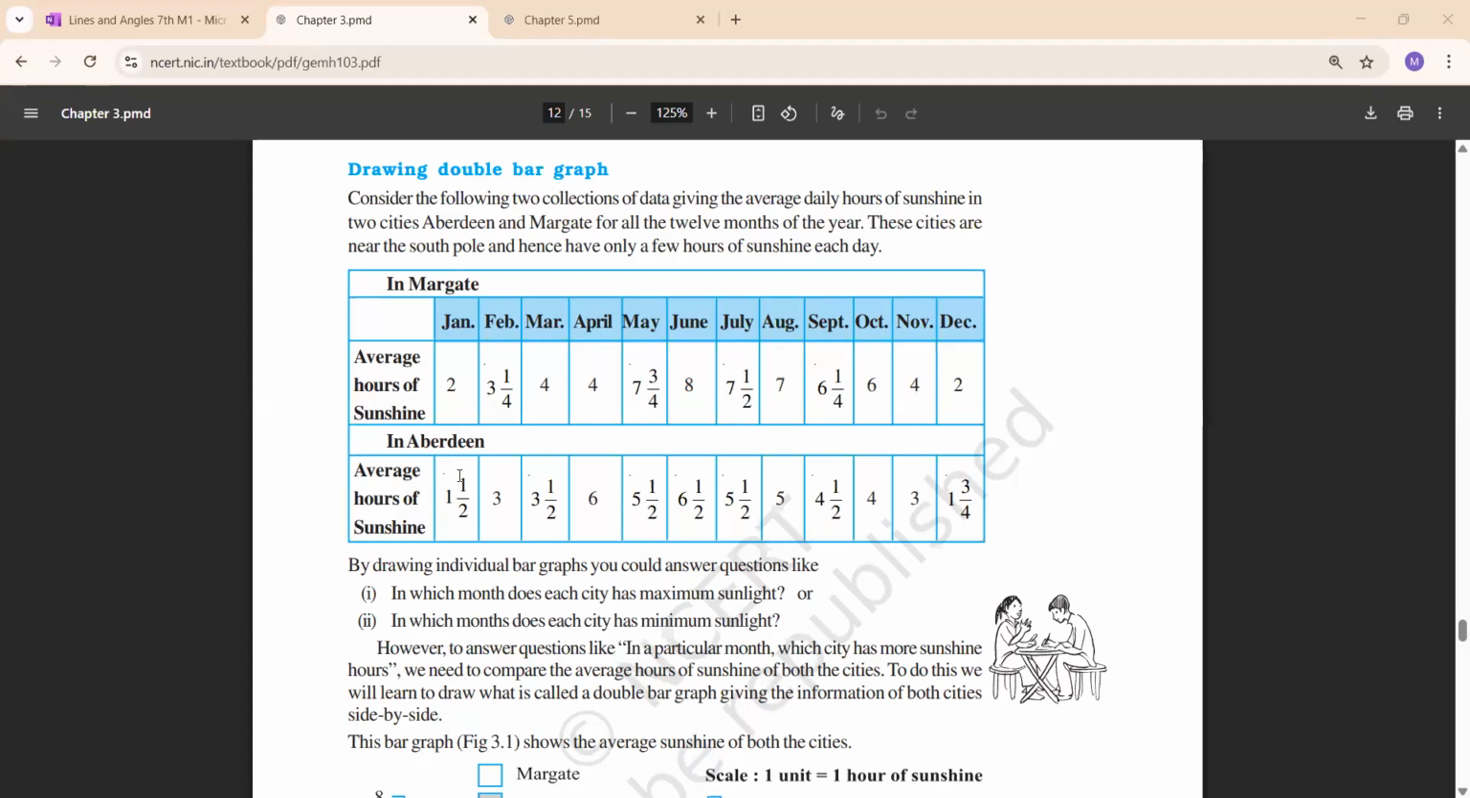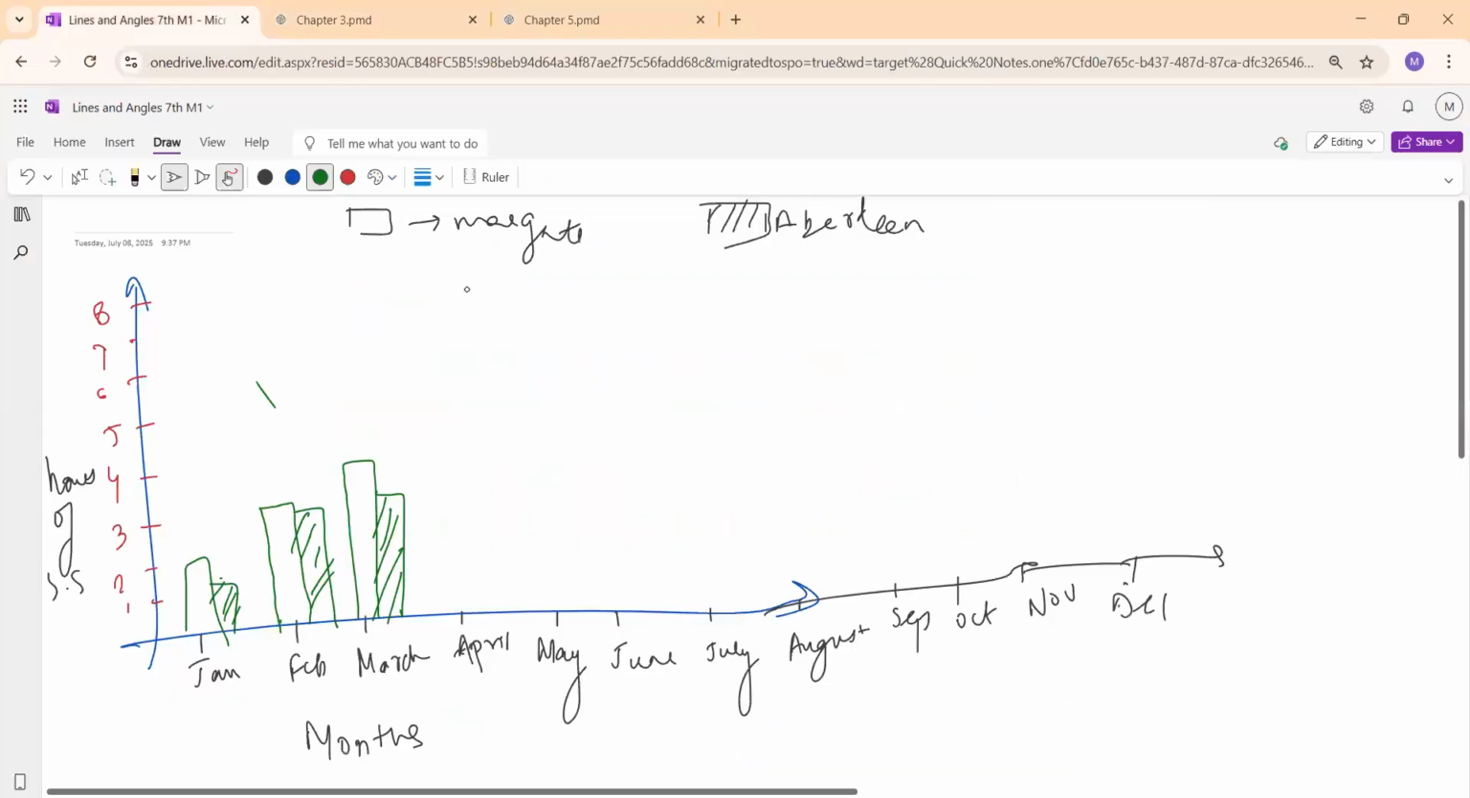Sir, I'm done making the table. Others, are you done making the table? No, sir, give me one moment. Take your time. Sir, I have completed. Okay, Abdul. Now make the graph according to the table.